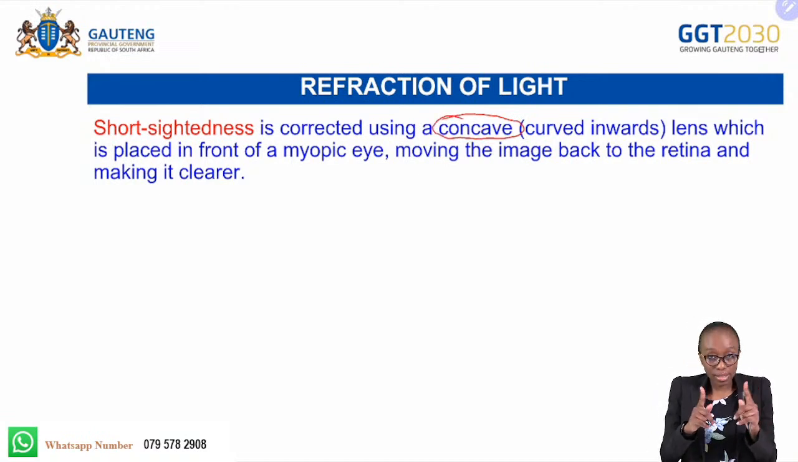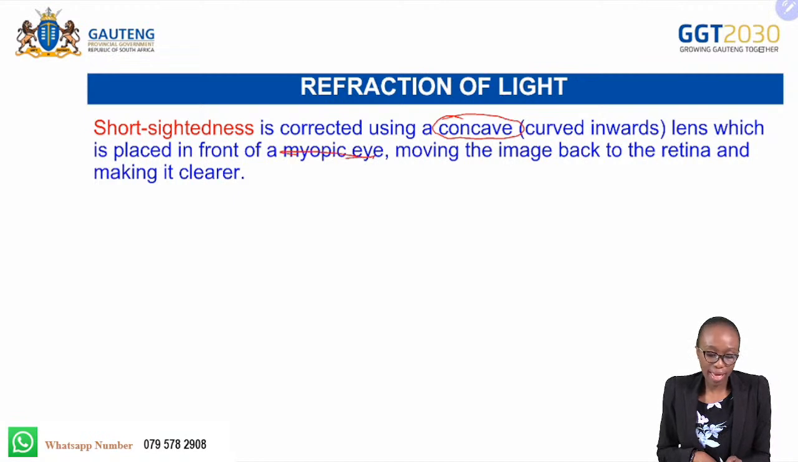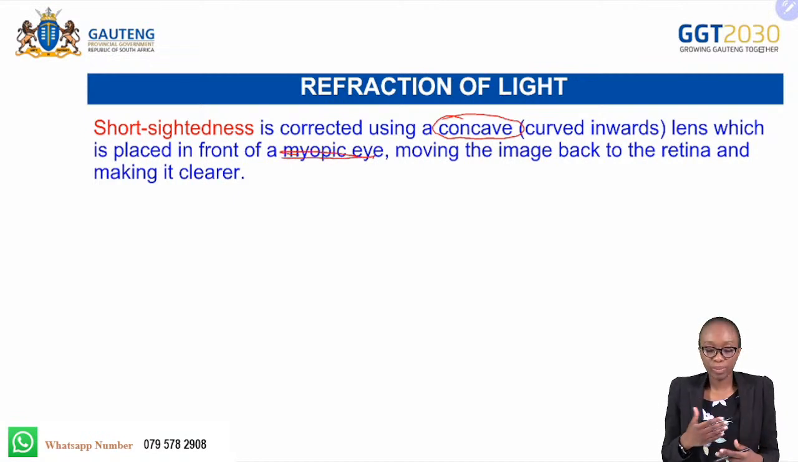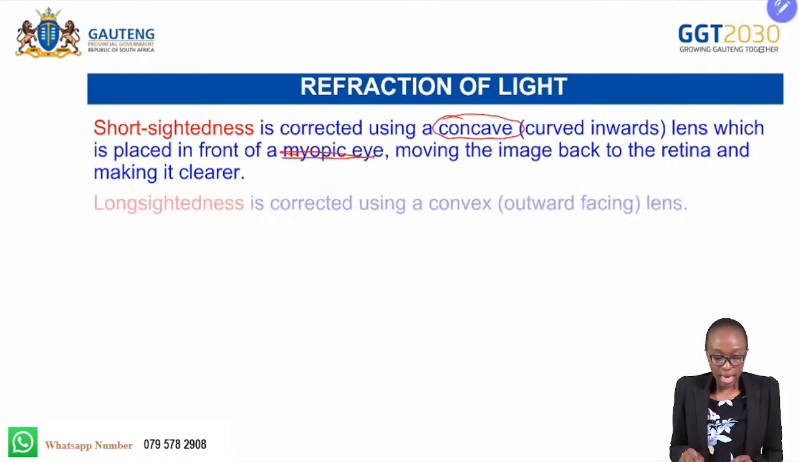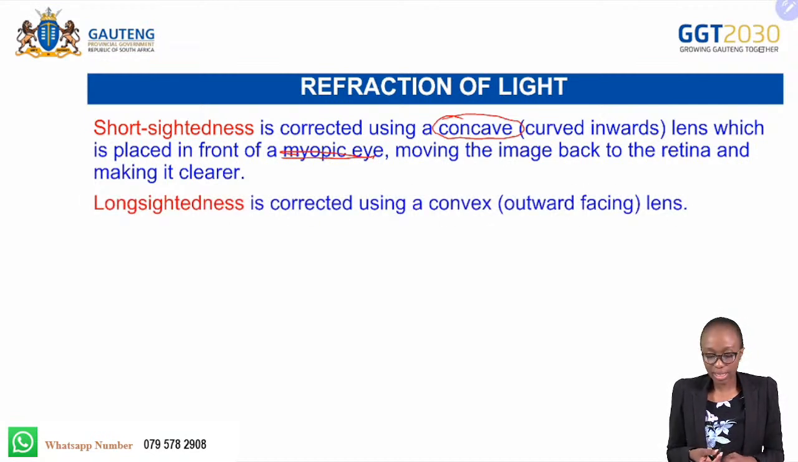So this is the lens that is curved on the inside, which is placed in front of a myopic eye. What is a myopic eye? An eye that is suffering from short-sightedness. So it moves the image back to the retina and makes it clear. Okay? And then long-sightedness is corrected using a convex lens, which is an outward facing lens.